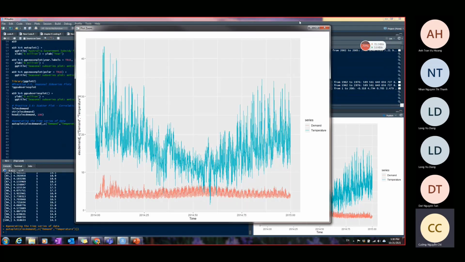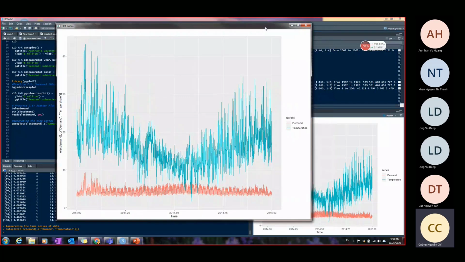Any problem? So I can see that they are two different series, the red one is the demand and the blue one is the temperature. Any problem if I generate the graph and it looks like this? I think it should be divided into two graphs.